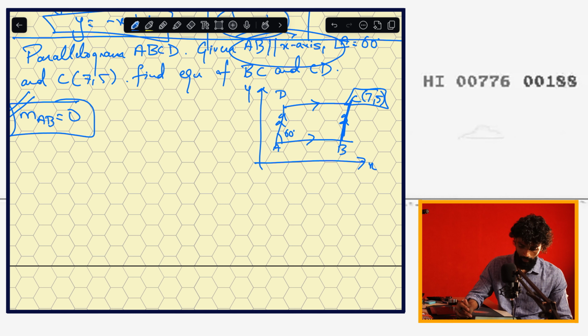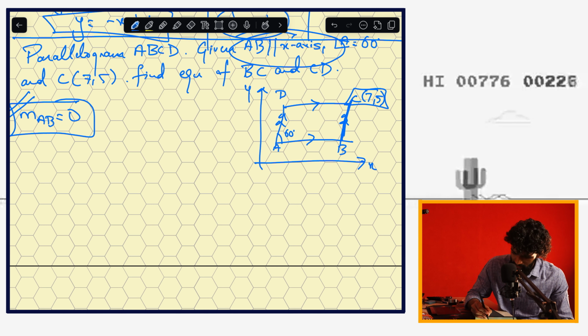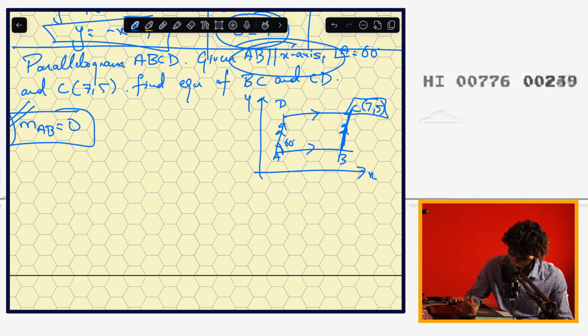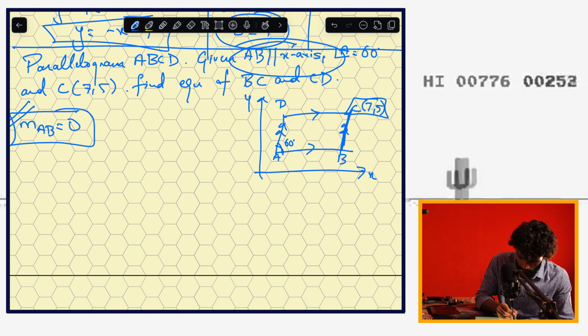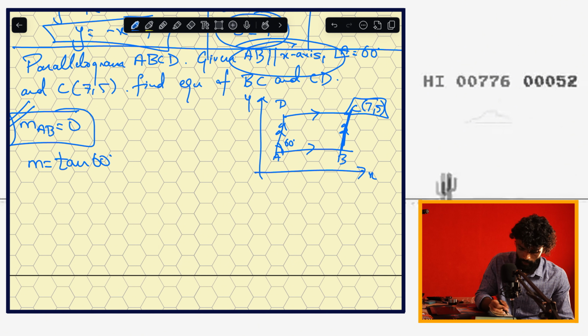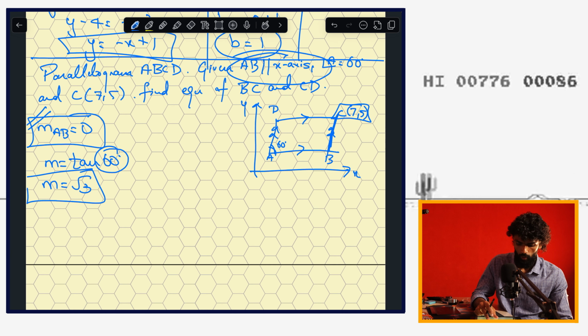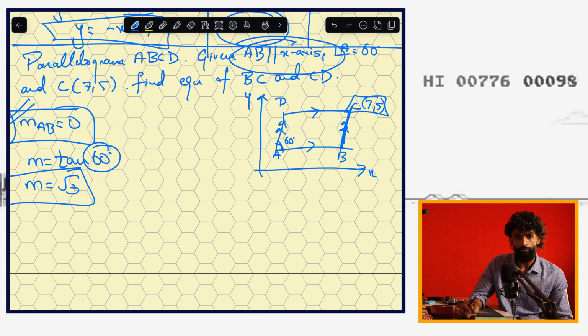Now, how do we start off? Don't you think the 60 degrees will be useful here? Because, think for a second. 60 degrees is given to me and angle A is also given to me. So let me find m is equal to tan 60. So the slope is nothing but root 3. How do I know root 3? Standard angles of trigonometry. That's what I'm trying to use there. So I found the value of root 3.